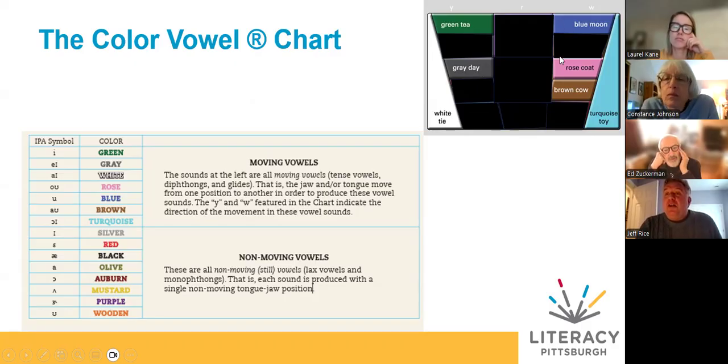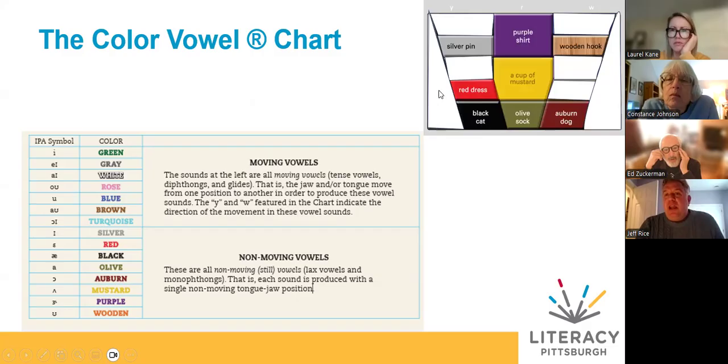These others are also moving, but with a little bit less movement. So gray, gray day, a little bit of movement there, right? Similar with rose coat, oh, rose, brown cow, ow, okay?